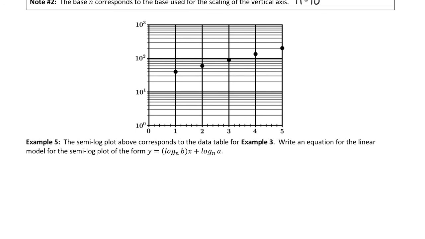It's the one that has x values of 1, 2, 3, 4, and 5, and f of x values of 40, 60, 90, 135, and 203. Go ahead and do an exponential regression for this data. As a reminder, exponential regressions are option 0 on your stat calculate screen.